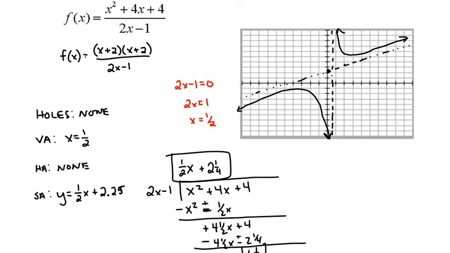So when it comes to graphing rational expressions, this is what's expected of you: holes, vertical asymptotes, horizontal asymptotes, slant asymptotes. And then you're also supposed to use your graphing calculator to help put all those lines and the whole graph together.